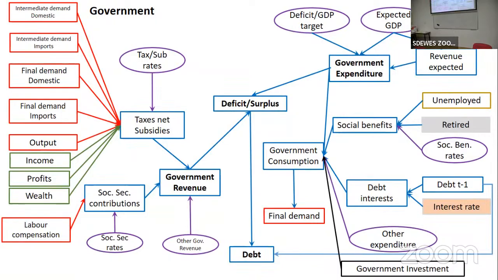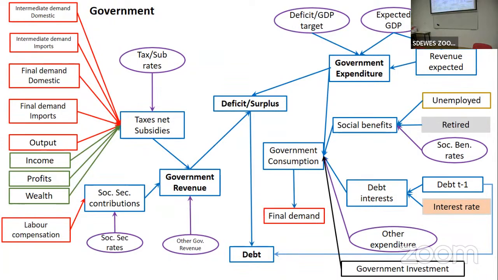So you have an expectation of the GDP growth, okay? A rule of deficit to GDP, and the relation between revenue and GDP. So this is the total expenditure that you expect to do this year in order to be consistent with the deficit rule. Then you have some variables that are endogenous, like the social benefits, that depend on the unemployed people, retired people, and the social benefit rates. You have also to pay the debt interest, that depends on the debt of the previous year and the interest rate. You have other expenditure that is exogenous.